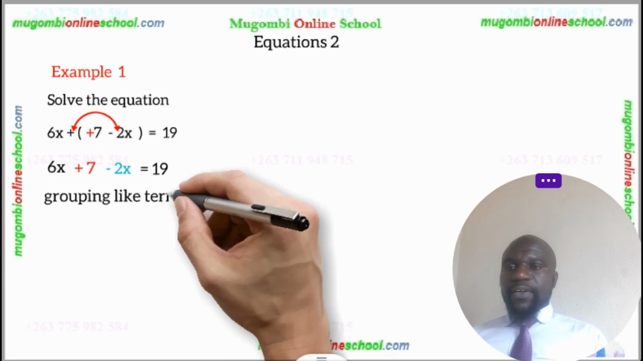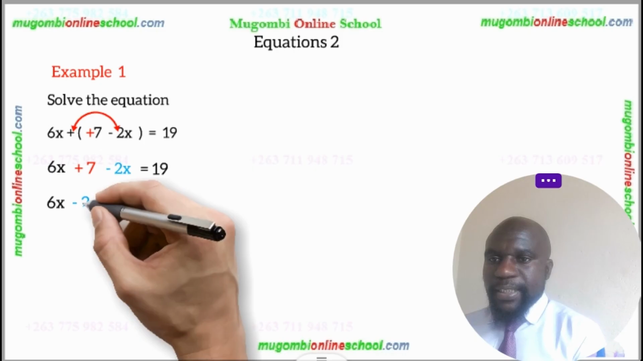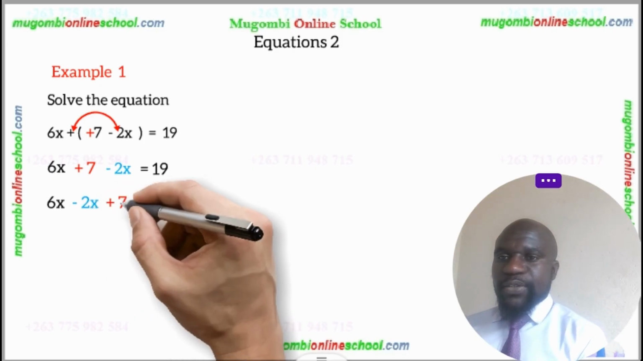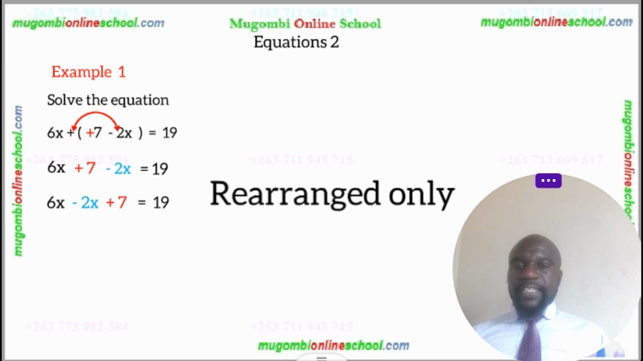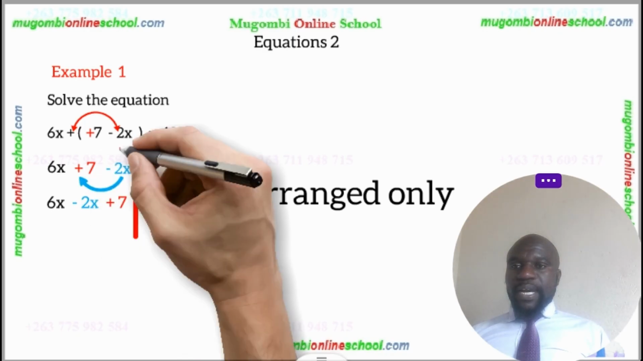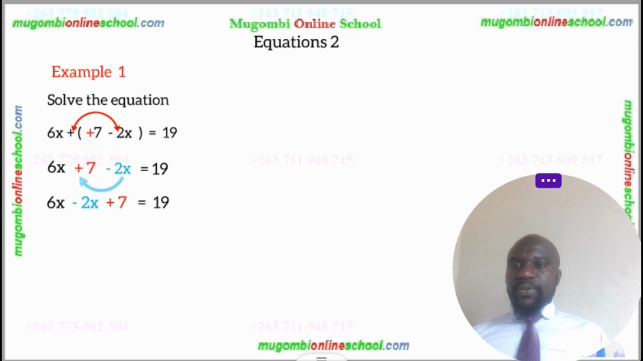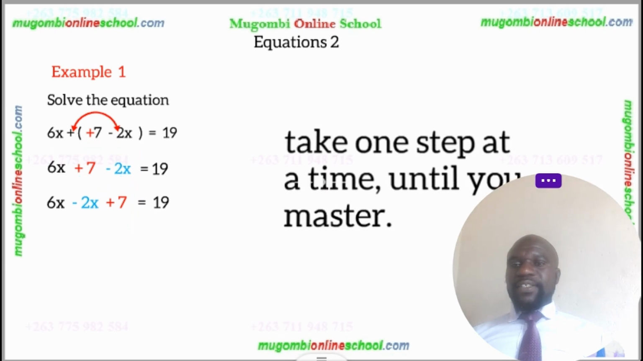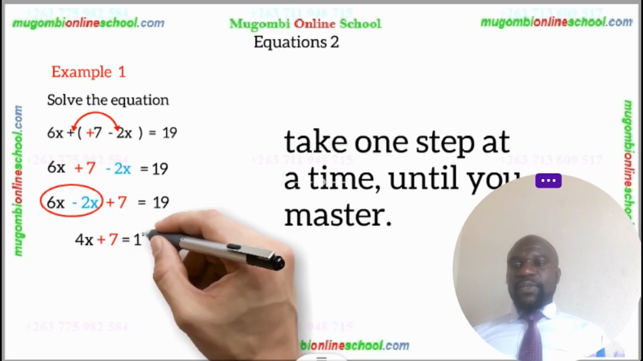Let's simplify. Grouping like terms now. 6x minus 2x plus 7 is equals to 19. What I want you to do is to rearrange, just rearranging, right? We are going to use the equal sign as a barrier or a dual. So we have just rearranged, but nothing has crossed the equal sign. So you have to take one step at a time and you master the concept.